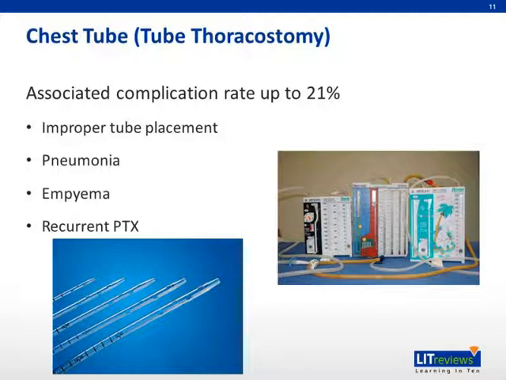The typical treatment for a pneumothorax is a placement of a chest tube, or what is also called tube thoracostomy. Before we get into the procedure of performing a tube thoracostomy, one must be aware that it can be a dangerous procedure associated with other complications. Associated complications occur in up to 21% of patients and include improper tube placement, pneumonia, empyema, and recurrent pneumothorax.